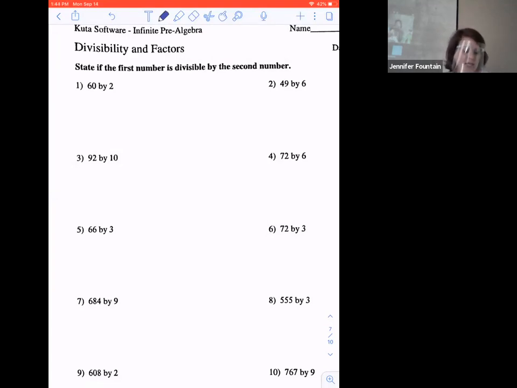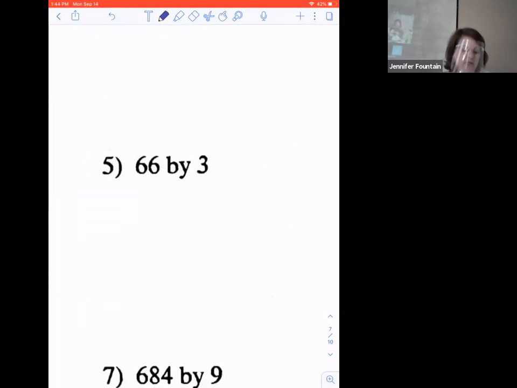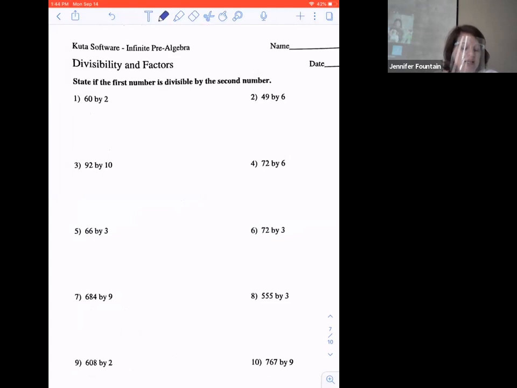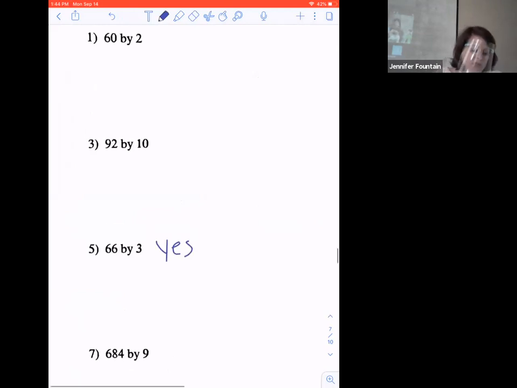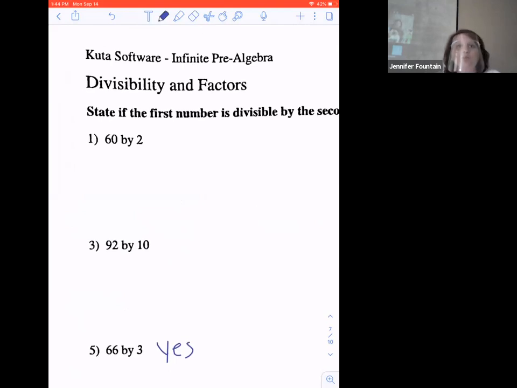Okay, so let's take a look at number 5. 66 by 3. So the first thing I do is I say 6 plus 6 is 12. Is 12 divisible by 3? Yes. And so our directions here just say state if the first number is divisible by the second number. So all we have to do is say yes. We don't even have to solve it. All we have to do is just tell, is it divisible? So go back to number 1. Is 60 divisible by 2? Yes, because 60 is an even number, so it's divisible by 2.